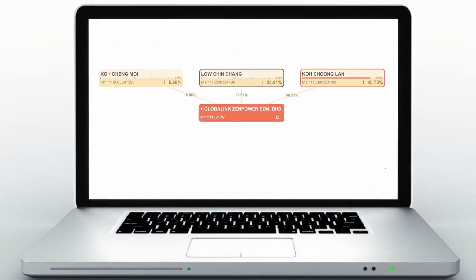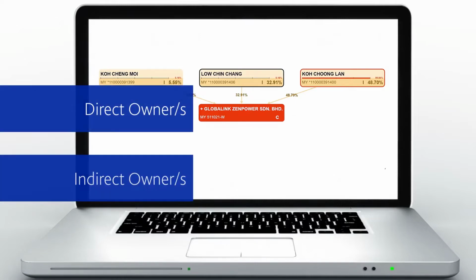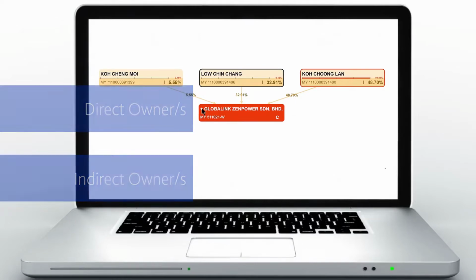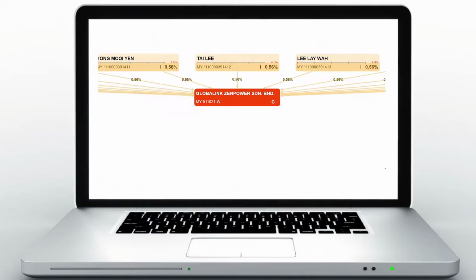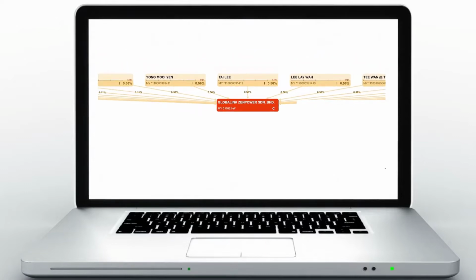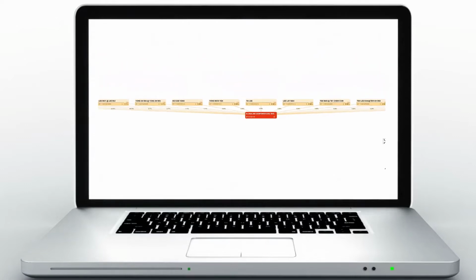Our shareholder power tool calculates the degree of control of every direct and indirect owner of a given company, taking into account the number of shares they control and the distribution of shares among the shareholders. Both these factors must be considered in order to understand who is really in control of the company.